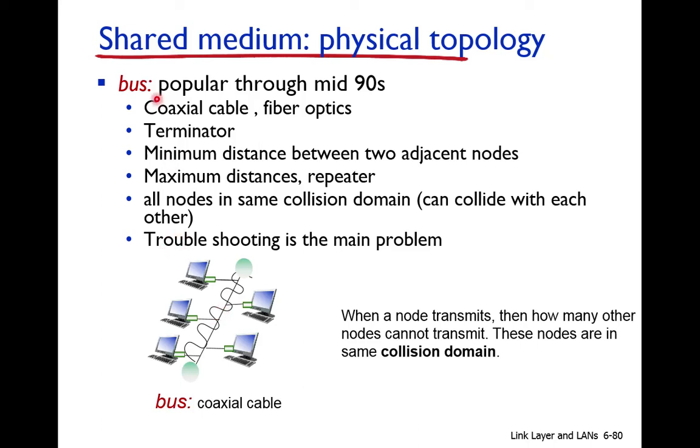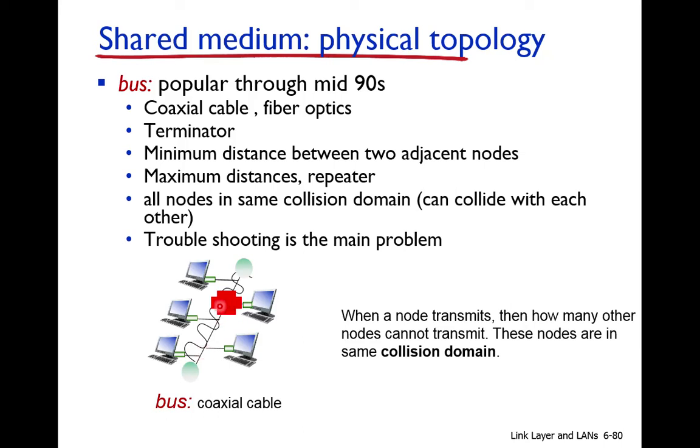Another disadvantage of the bus topology was that troubleshooting was difficult. It was the main problem. How? Suppose this link is broken here. If this link is broken here, then these nodes cannot talk with each other. Even though this node is connected with this node, this node cannot talk to this node as well. Why? Because when these nodes transmit the signal, it moves from one end to another end. When this signal reaches the end where there is the link breakup, it will bounce back.